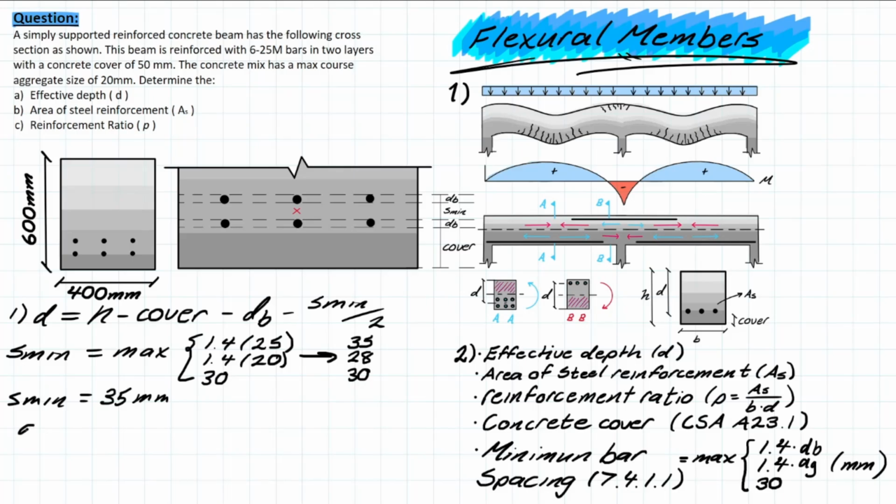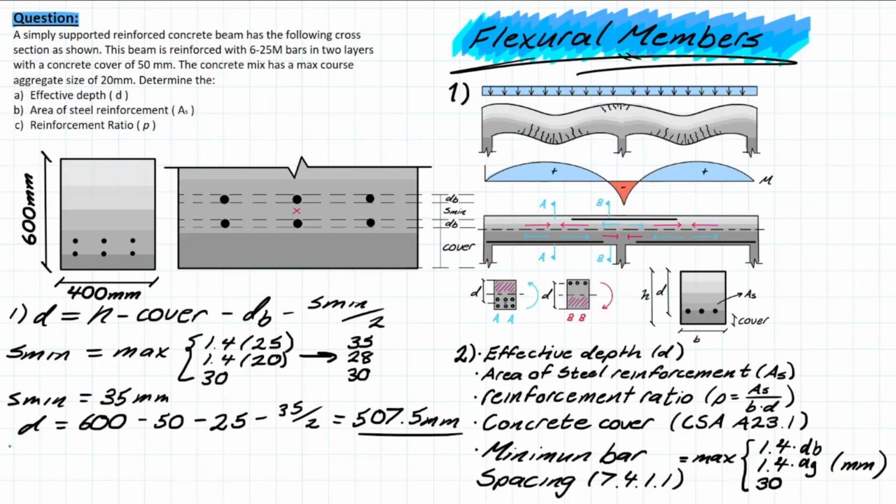Now that we've solved for that, we can start plugging into our problem. We have h, which is 600, subtracting the cover, which is given as 50, subtracting the diameter of our bar, which is 25, and subtracting s min, which is 35, and then dividing by 2 since we're taking the centroid of that area. Solving for that, you will be left with a value of 507.5 millimeters. And that's your first answer.